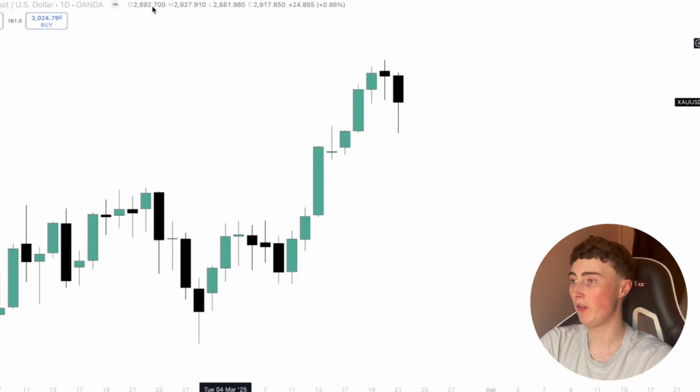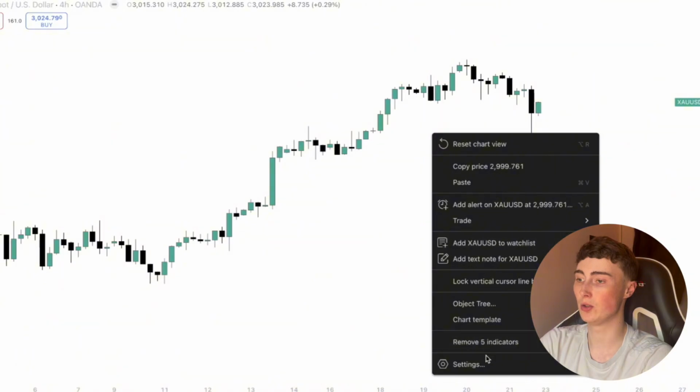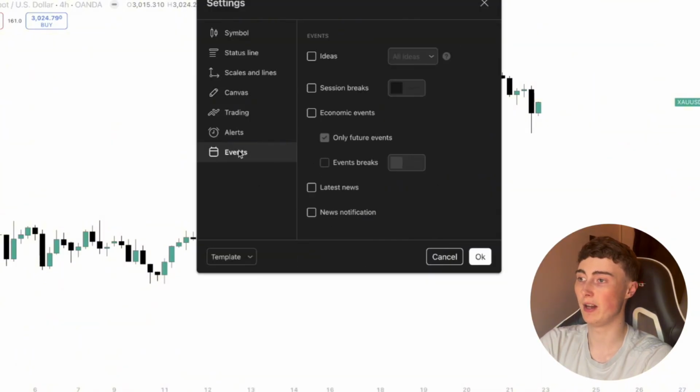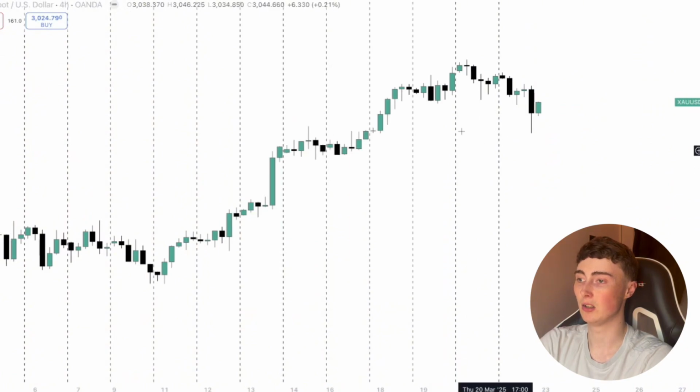Now, if you want to find it easier on the intraday charts, you can actually just go into settings and then go on to events, and you can put on session breaks, and price is going to give you these lines, right? And that is 10 to 10. This is UK time, right? So market open to market close, and it splits it up very, very nicely, so you don't have to go on the daily chart.